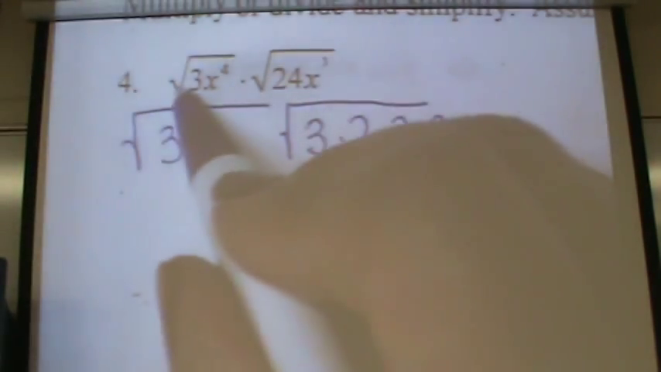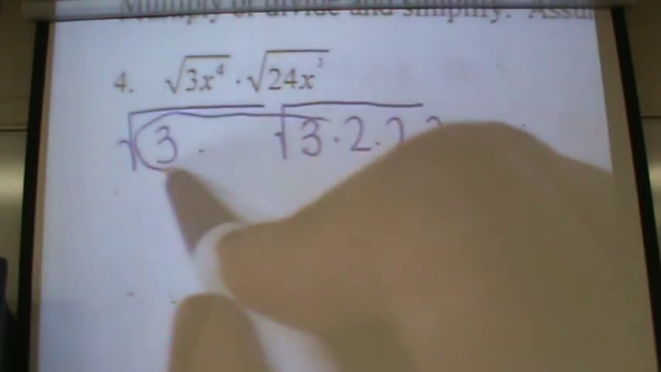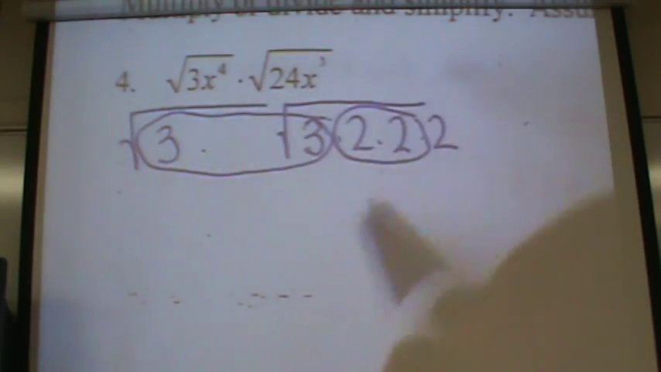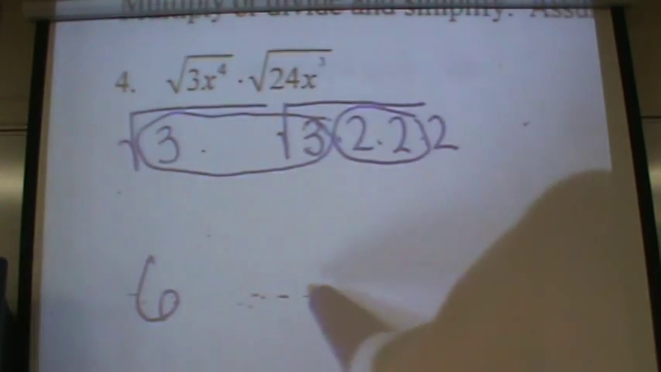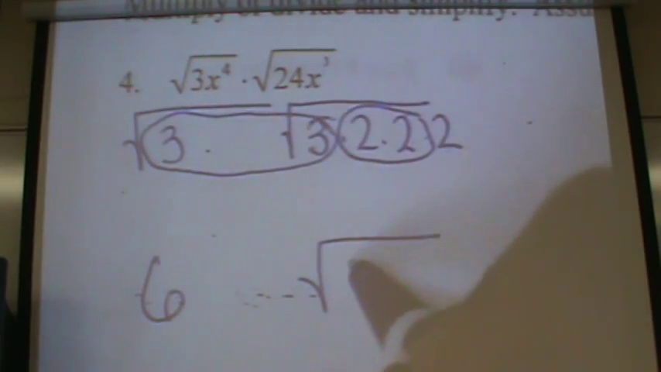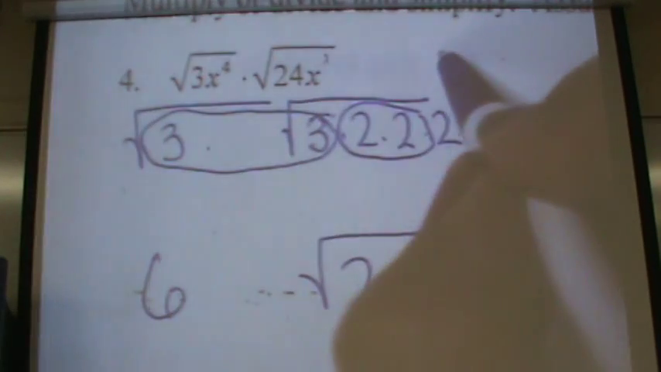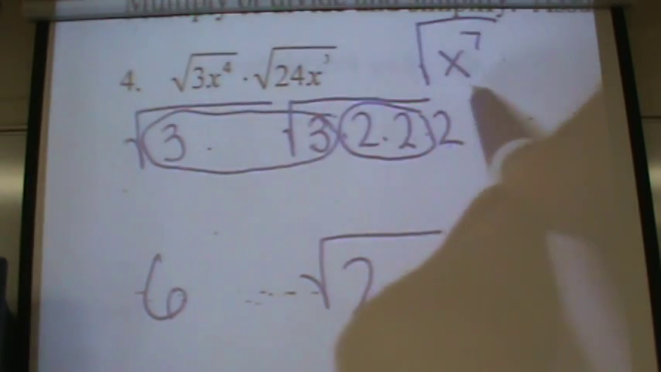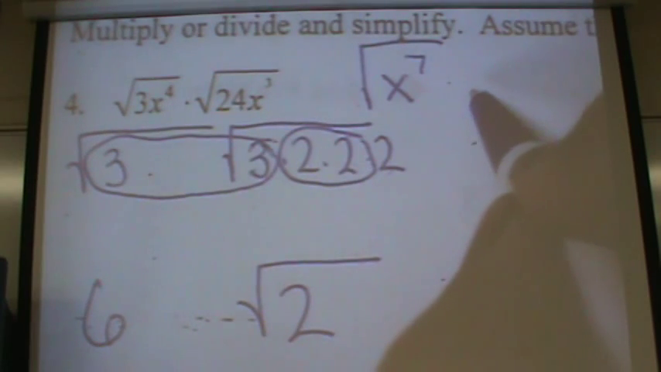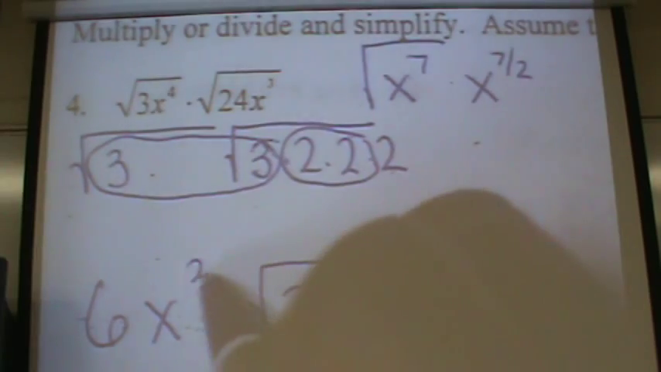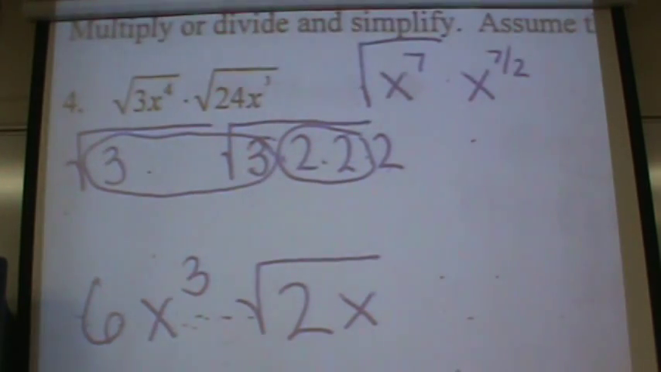So what are we looking for? 2 of a kind, right? Well, there's 2 3s, and there's 2 2s. So what is 3 times 2? 6. 6, and what stays? 2. A 2. Now let's deal with the x's. How many x's do you totally have? 7. Now, we're looking for 2 of a kind. So how many sets does x to the 7 have? 3. It's 3. And 1 little x remaining. Remember this?